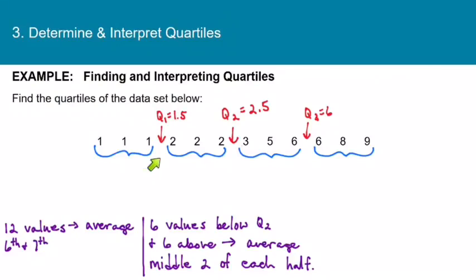In other words, Q1 divides the lower 25% of the data from the upper 75%, Q2 divides the lower 50% from the upper 50%, and Q3 divides the upper 25% from the lower 75%, and the middle 50% of the numbers can be found between Q1 and Q3.